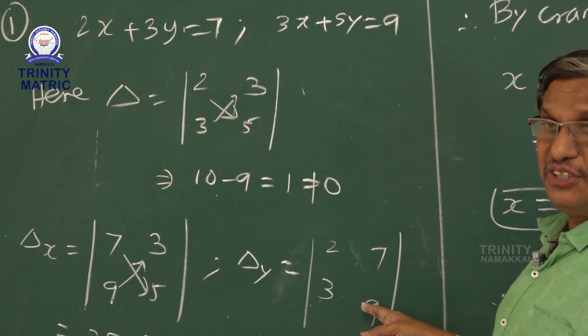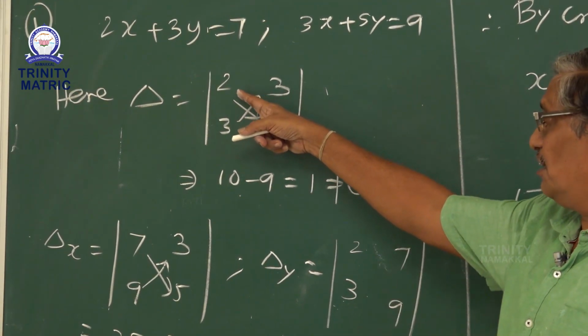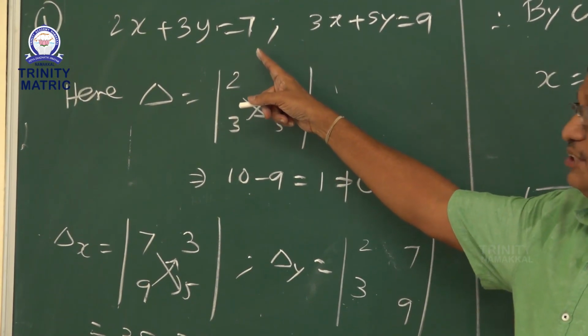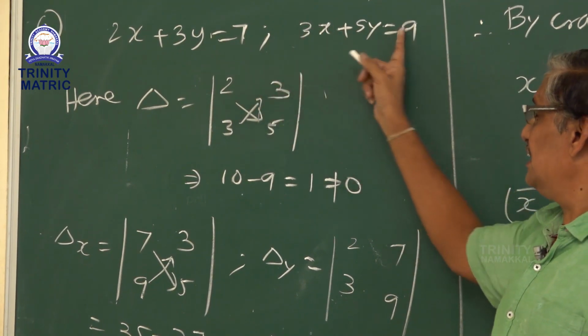Likewise, del y. For del y, what you have to do? You write the coefficients of x, 2, 3. You remove the coefficients of y and put the constant terms, that is 7 and 9.